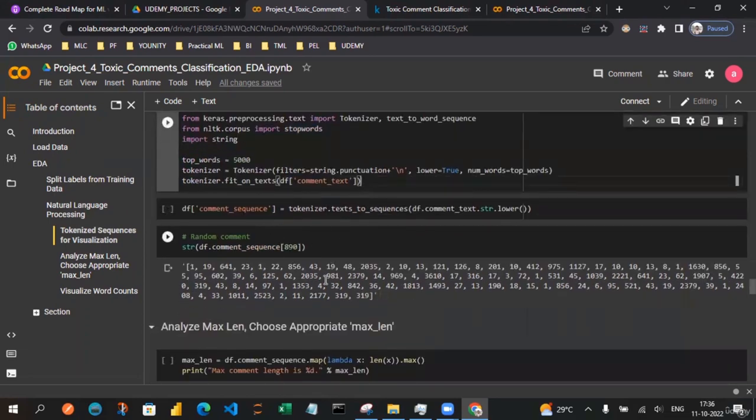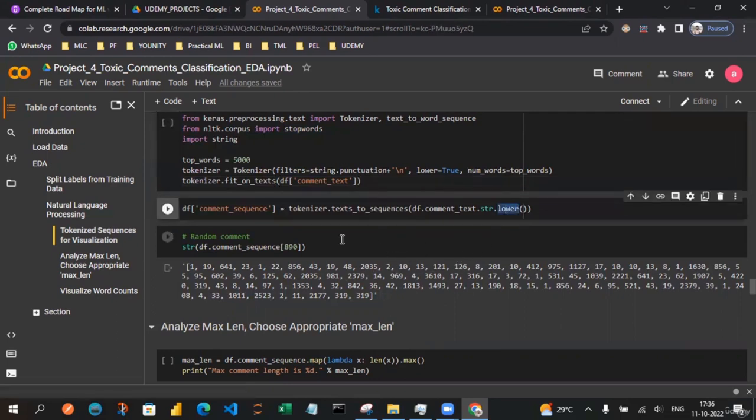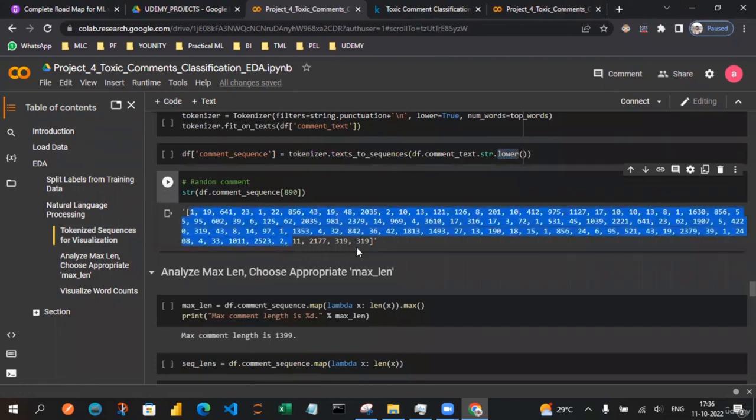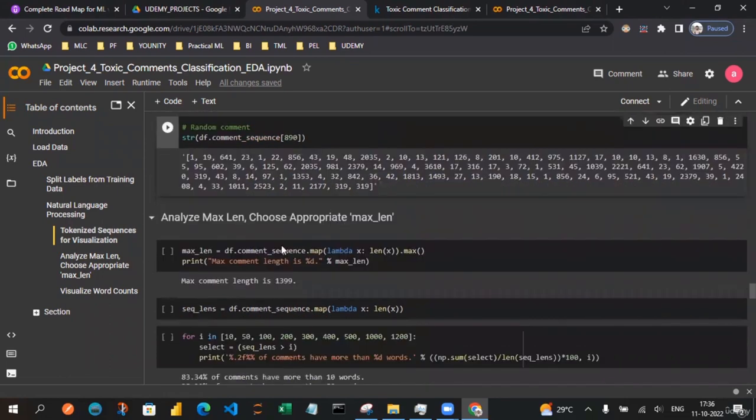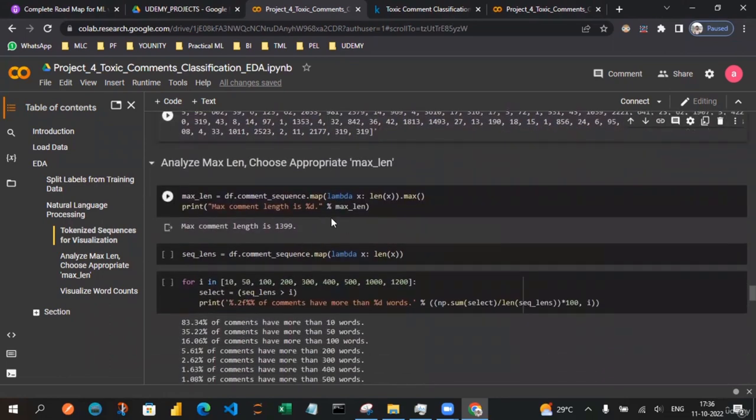Along with the comment sequence, we are also retrieving another column, comment sequences, which are the comments converted into lowercase. This is one random comment, consisting of different words. Let's also analyze the maximum length. The maximum length of a comment is 13,999, so we can tokenize using this much length to analyze the data with the tokenization mechanisms.